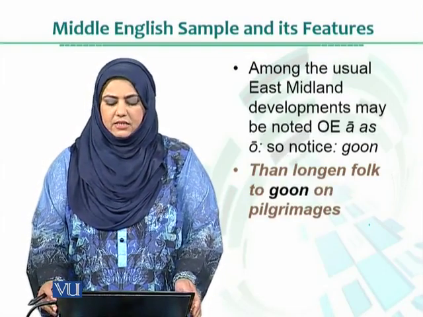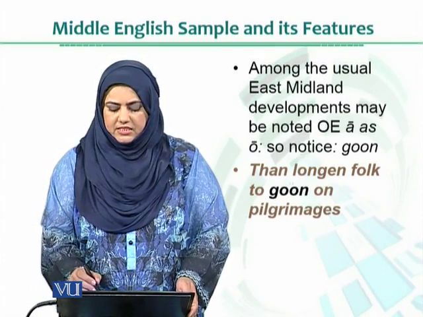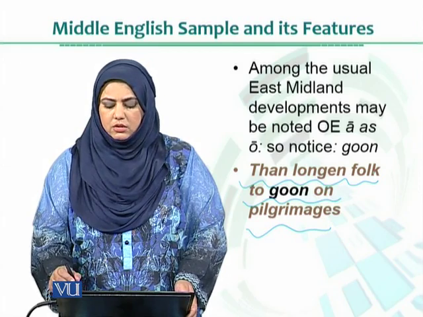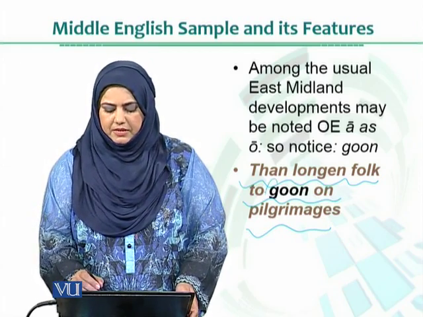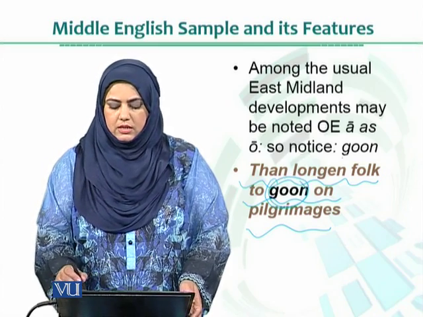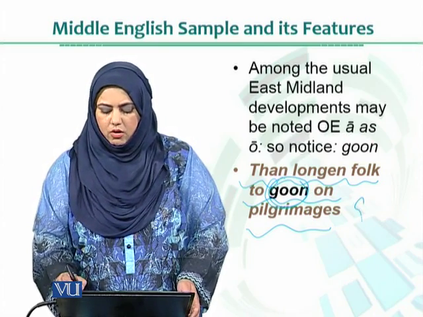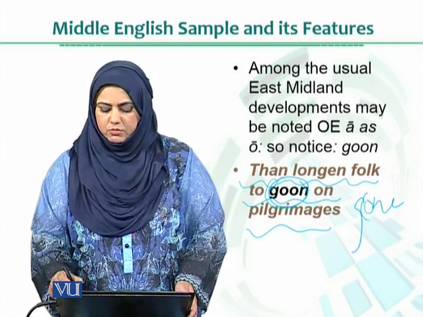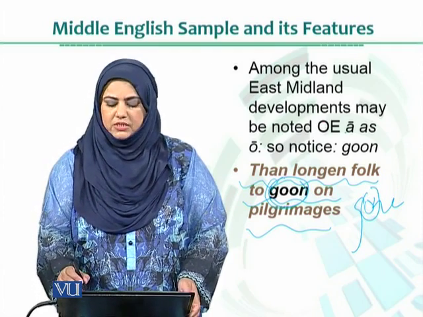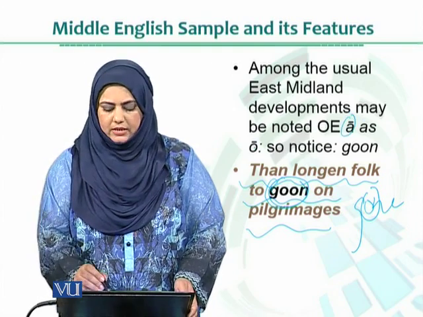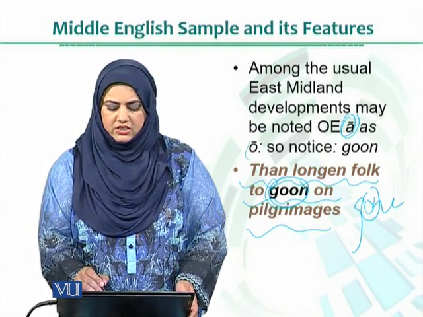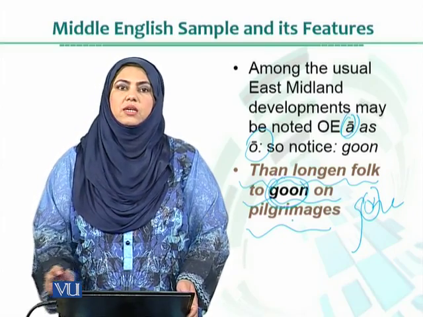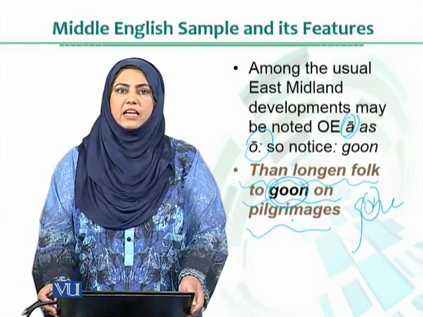Among the usual East Midland developments that you noticed in the text, this line I am quoting again from the same text: "Thanne longen folk to goon on pilgrimages." This goon is actually to go, so this is actually gone on pilgrimage. This O sound that we produce here, in Old English it was produced as a gan, a sound. When it shifted to Middle English, it became O sound. So, "then longen folk to gone on pilgrimage." This is how it was used in Chaucer's times during the Middle English period.